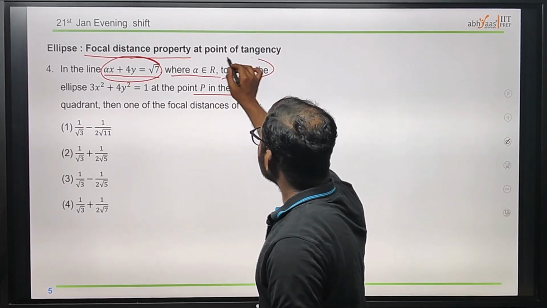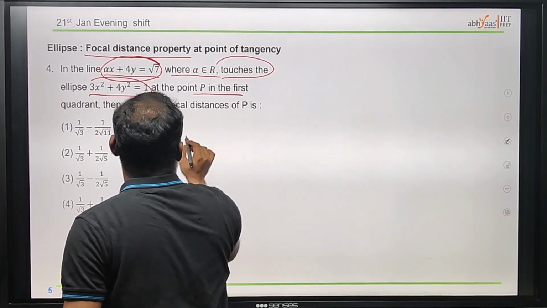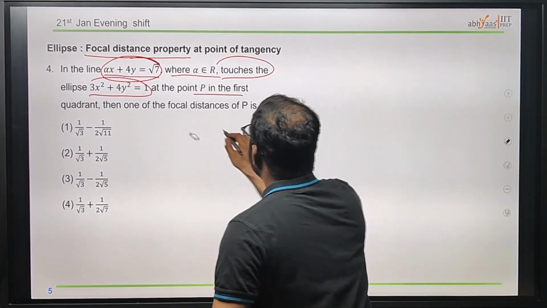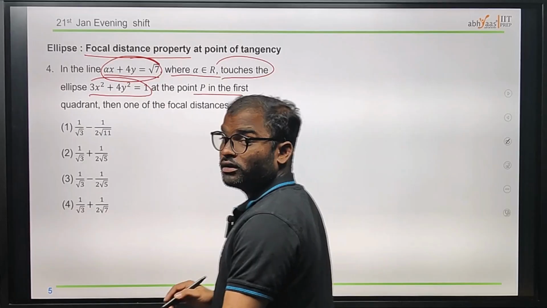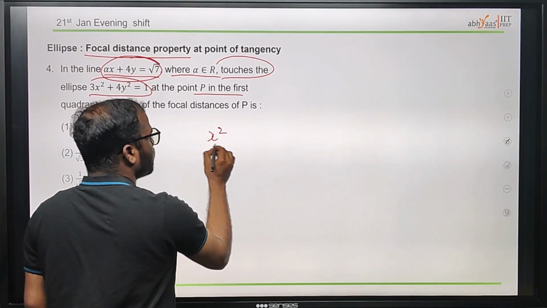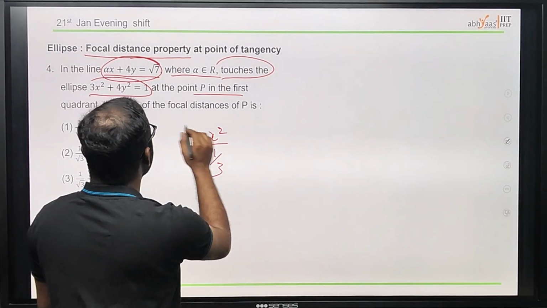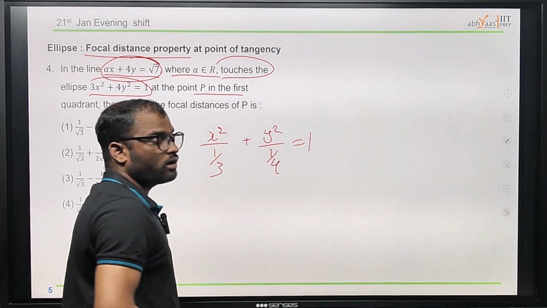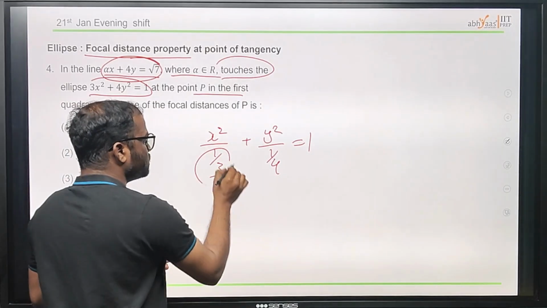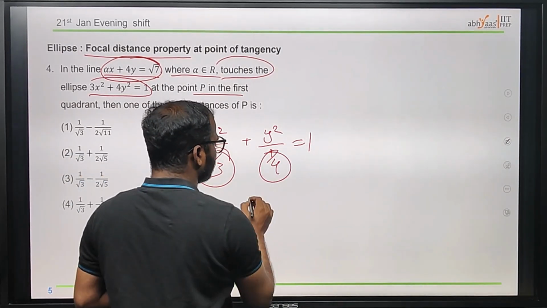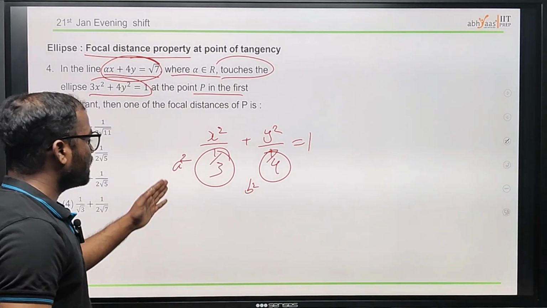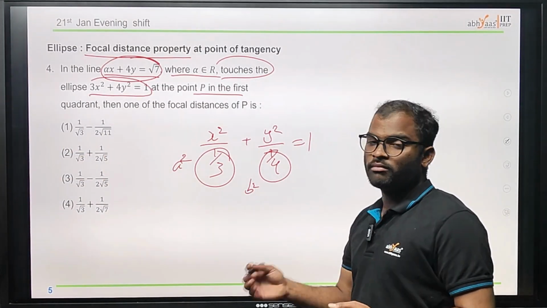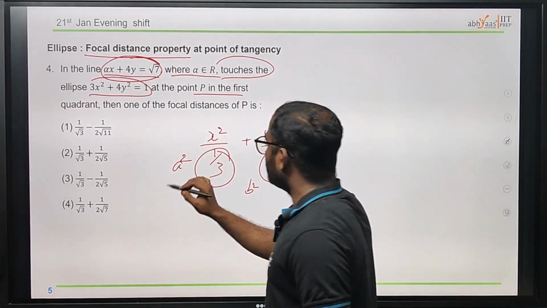Firstly, they said ellipse. First we need to find a, so write the ellipse in the standard form. We have x square divided by 1 by 3 plus y square divided by 1 by 4 equal to 1. We just converted it into standard form. Now if you observe, this will be our a square and this will be our b square. That is, a will be 1 by root 3 and b is equal to 1 by root 4. No, sorry, 1 by 2 actually.